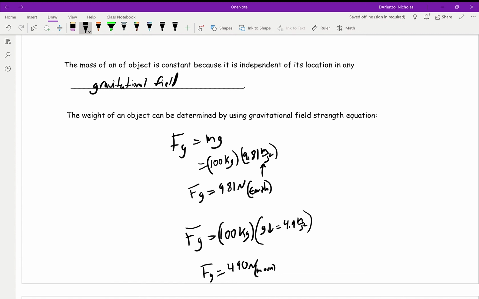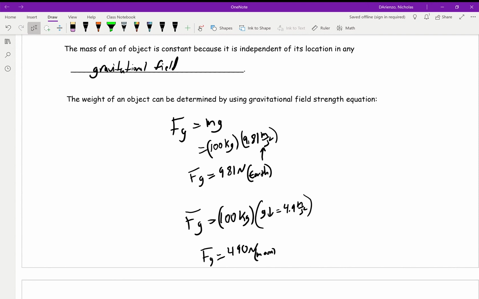This has to do with the gravitational field strength being smaller on the moon due to the moon's decreased mass. Since the moon is a smaller mass, it exhibits a smaller gravitational field, and therefore is going to attract other masses with a smaller force. So your weight on the moon is going to be less than it would be on Earth due to that difference in gravitational field strength, and ultimately due to the difference in acceleration due to gravity.